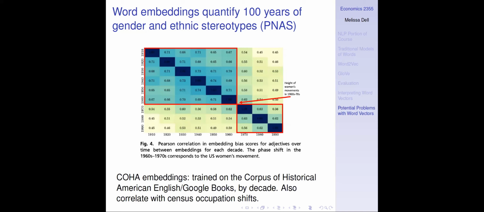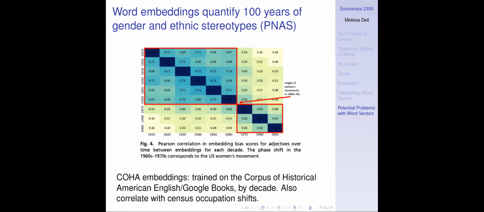Then they want to look at this historically. They don't have news data historically, but they're looking at something called the Corpus of Historical American English and Google Books by decade, which is mostly a corpus of books that have been digitized that a lot of the people in the digital humanities use for NLP. And they're again looking at biases in occupations and how they shift over time. Depending on what screen you are using, it may be very hard to read the numbers.